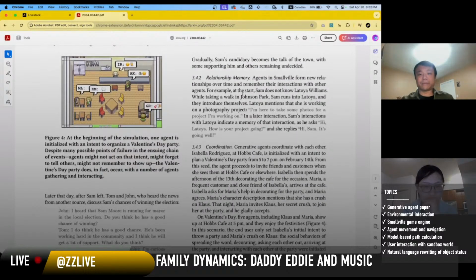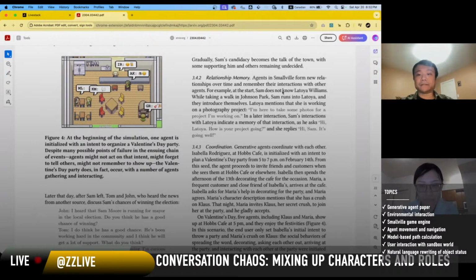Okay, relationship memory. Agents in Smallville form a new relationship over time and remember their interaction with other agents. For example, at the start, Sam does not know LaToya Williams. When taking a walk in Johnson Park, Sam runs into LaToya and they introduce themselves. LaToya mentions that she is working on a photography project.